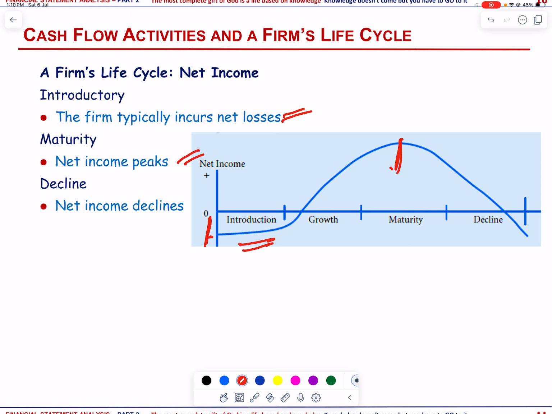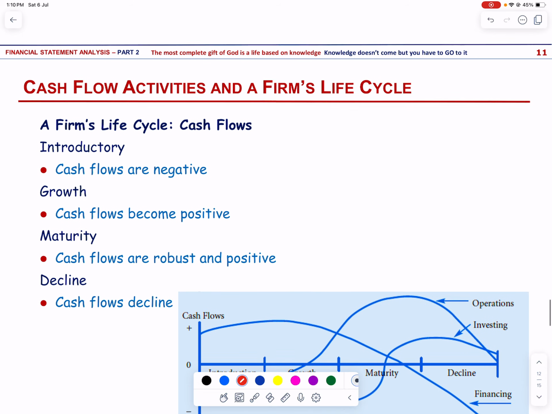Now, net income declines in the declining phase of the life cycle, and this happens as revenues start to decrease due to market saturation, changing consumer preferences, or increased competition. In essence, the firm experiences losses at the beginning, reaches its most profitable stage in maturity, and then faces declining profits as the market conditions change over time. Next, let us look into the pattern of cash flows in the four phases of a firm's life cycle.